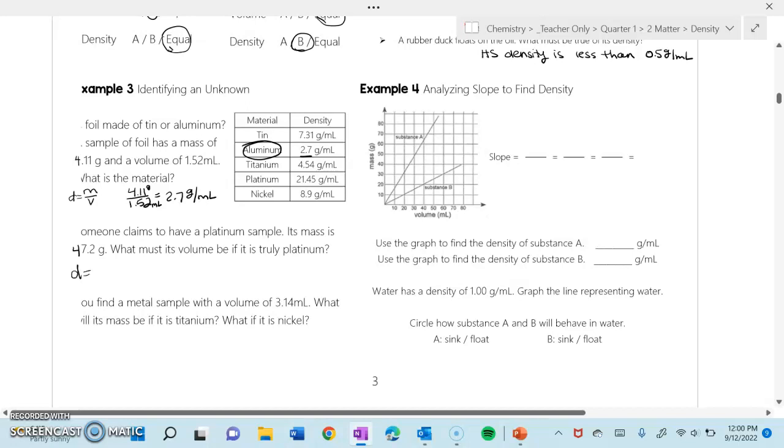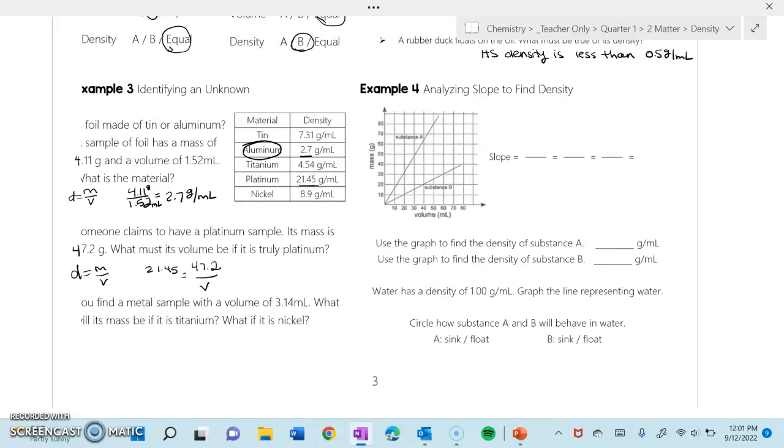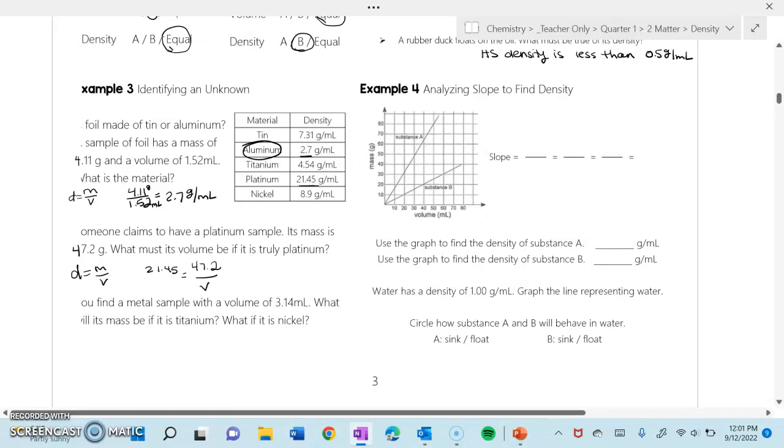So I'm going to write it down, D equals M over V, but we're going to plug in different values this time. D, we know, is 21.45 because of our table. And the mass in the problem is 47.2. That means we're solving for the volume. Now we're going to just solve for our variable, but we have to get it out of the bottom. So this is where some algebra skills will come in handy. Multiply both sides by V so that we can get it out of the denominator here.